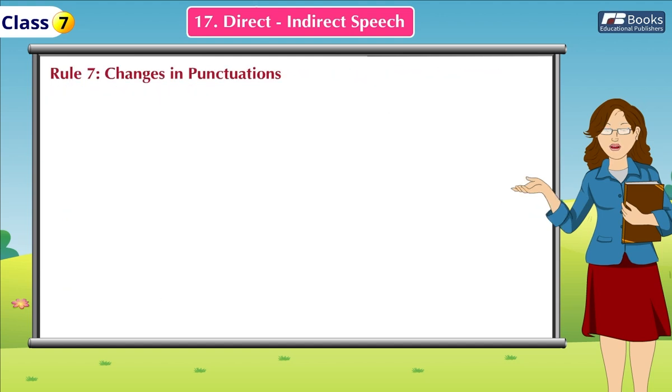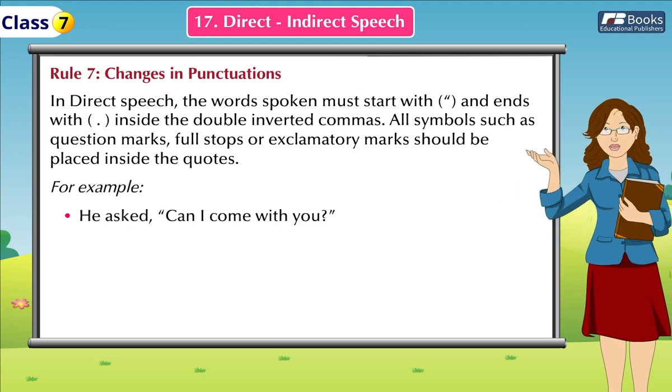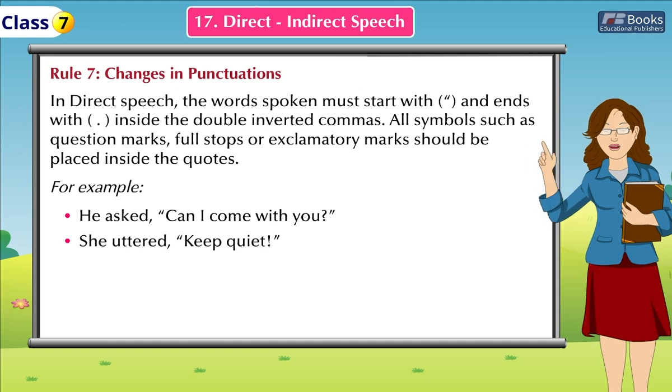Rule 7. Changes in punctuation. In direct speech, the words spoken must start with inverted commas and end with a full stop. Inside the double inverted commas, all symbols such as question marks, full stops or exclamation marks should be placed inside the quotes. For example, he asked, "Can I come with you?" She uttered, "Keep quiet." He said, "He is the best."